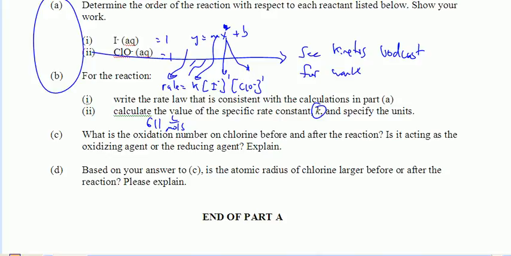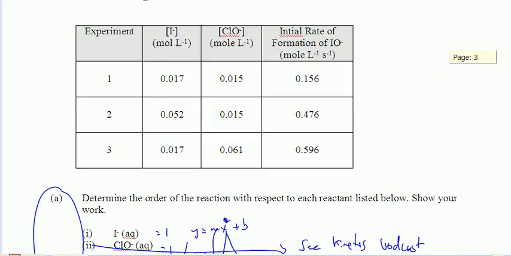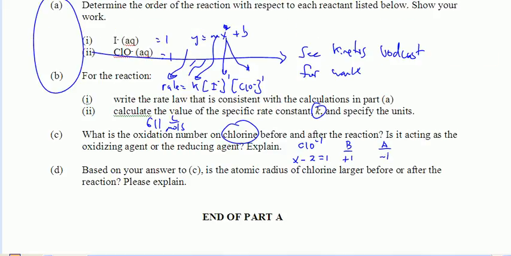Currently it's linear. What is the oxidation number on chlorine before and chlorine after? So before, in ClO minus, chlorine plus x, minus 2 for the oxygen, equals minus 1. Chlorine must be plus 1. And after, they simply just gave that to us, it's minus 1. Based on this, chlorine was reduced, so it is the oxidizing agent.